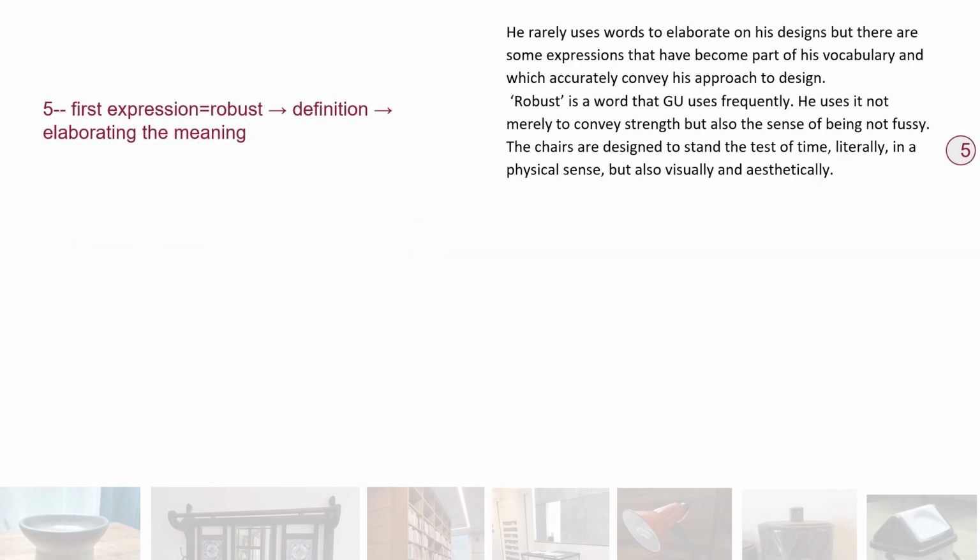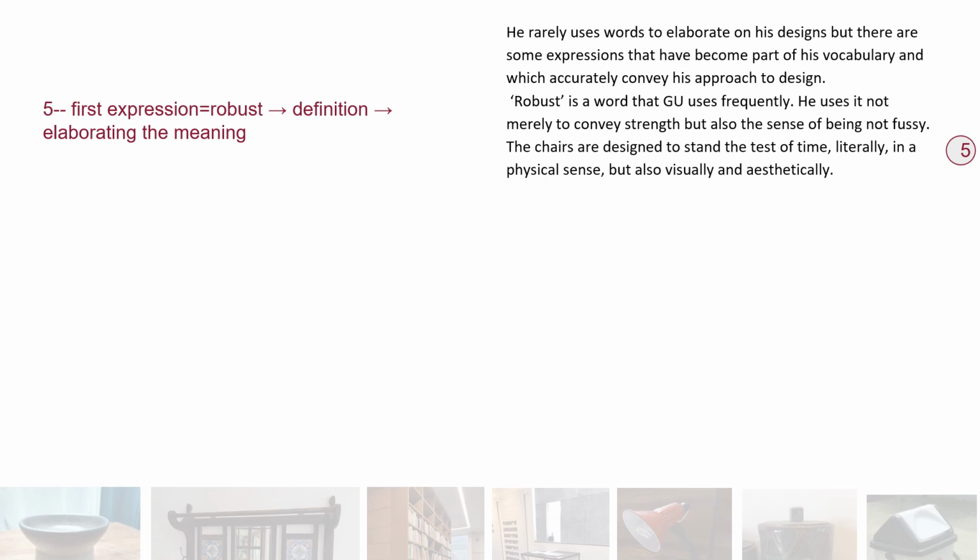And right enough, the fifth paragraph gives us the first characteristic of the style and therefore the language of design that the writer has been talking about. It is robustness. Note how the quality is introduced. Robust is a word that GU uses frequently. It is not a quality that the writer has named, but one that has come from the designer.